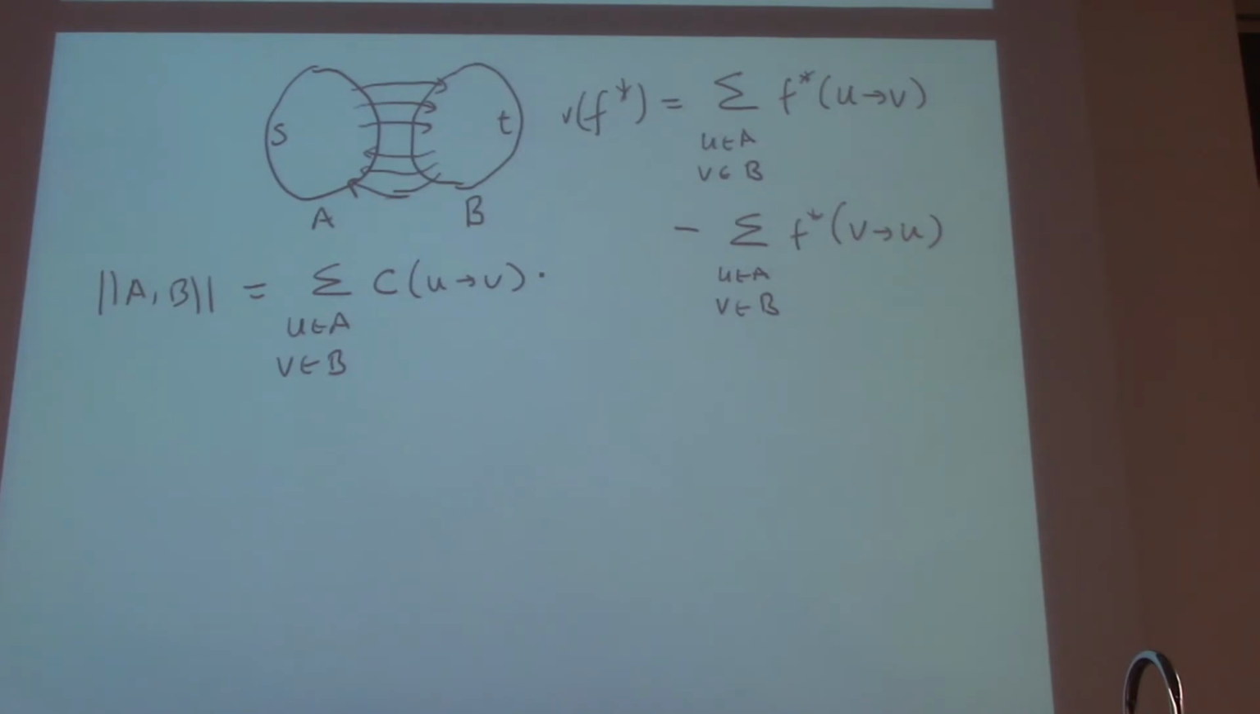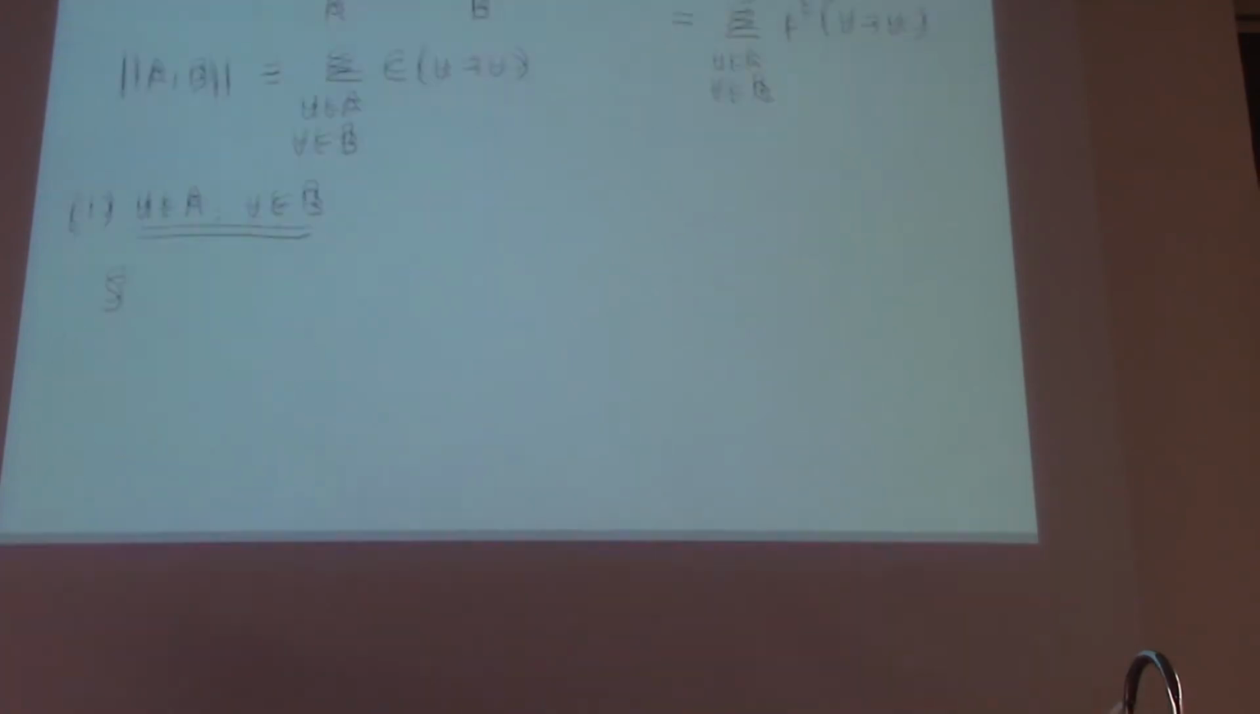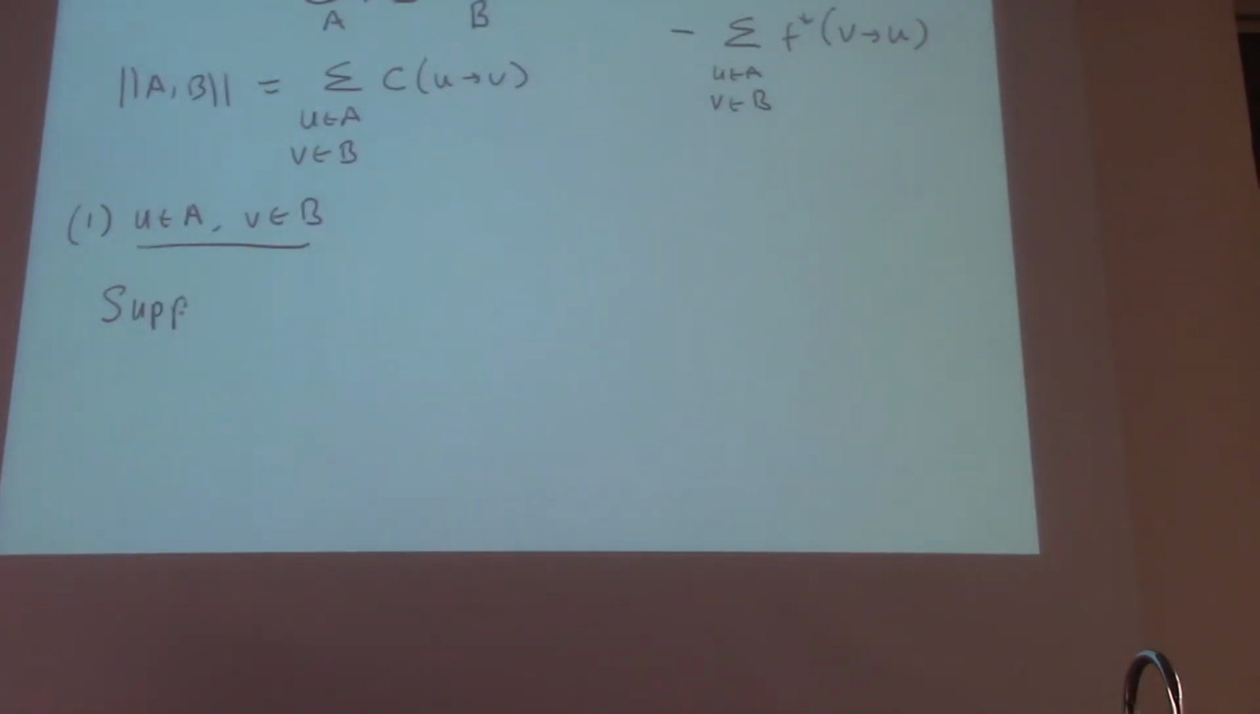And we're going to do it term by term. We're going to show that for every particular UV edge going from A to B, this happens. Okay? So here's the argument. So case 1. Suppose F star U to V is less than C U to V. So obviously it can't be more, right? But if it's not equal, it might be less than. What is going to happen?